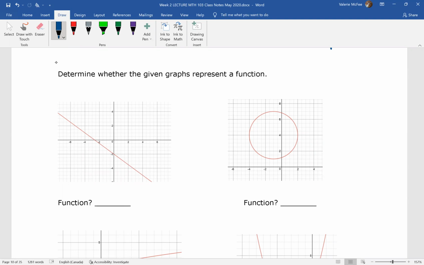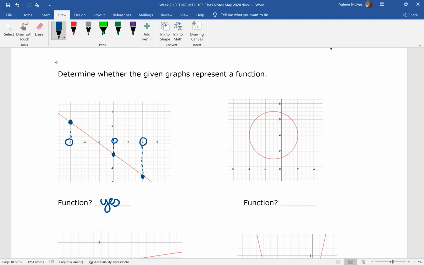If I look at the value -6, it corresponds to one y value. If I look at 0, it corresponds to one y value. If I look at 4, it corresponds to one y value. Everywhere on this graph, x corresponds to exactly one y value. This is a function.